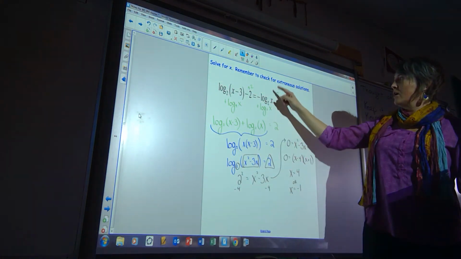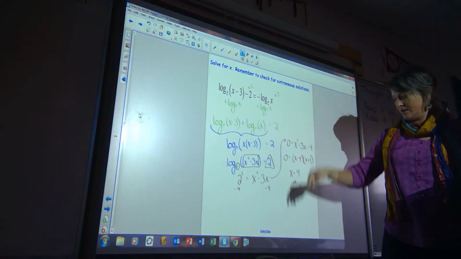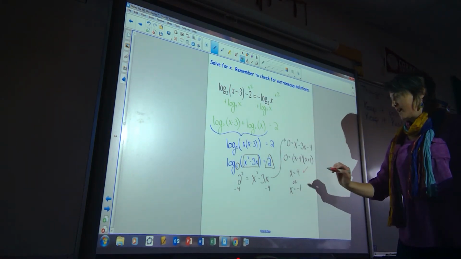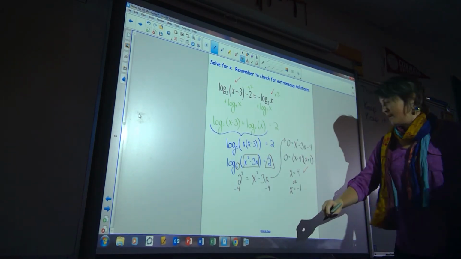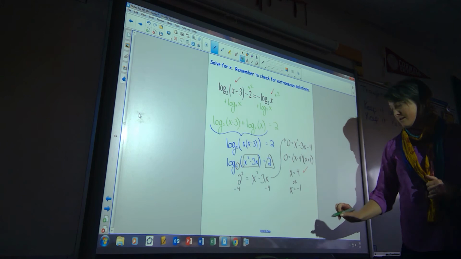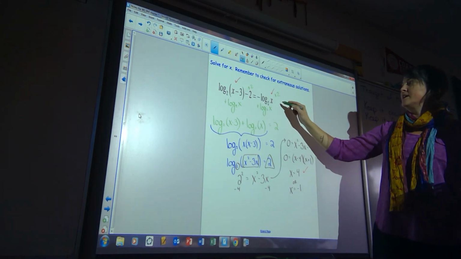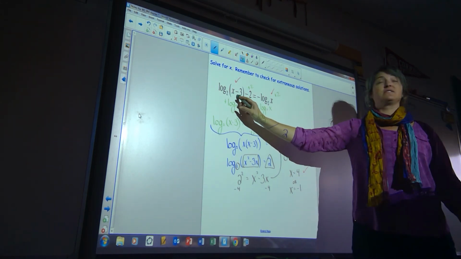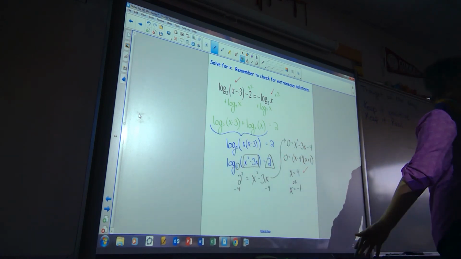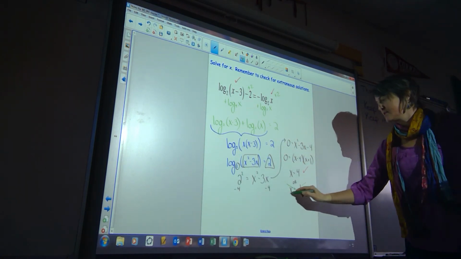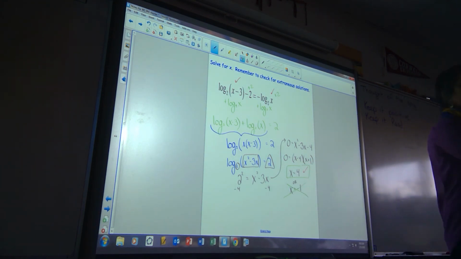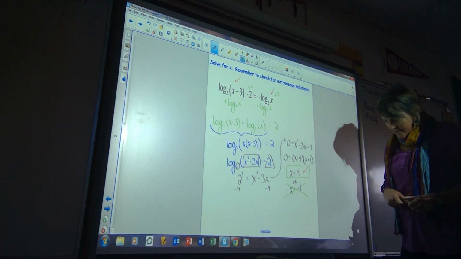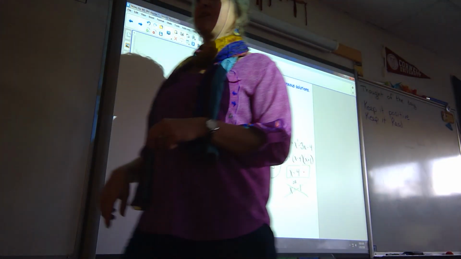If I plug in the 4, that's positive and that's positive. So this one checked out here and here. If I plug in the -1, it fails right here. It also fails here. It only has to fail in one spot. So this one is extraneous, and your only answer is 4. So there you go. That's some log solving for you.